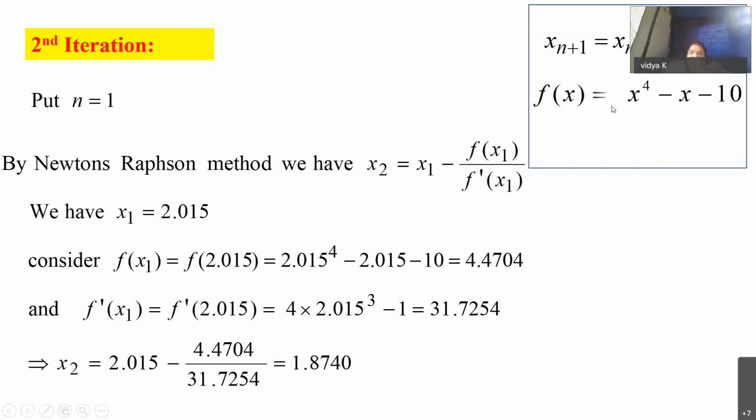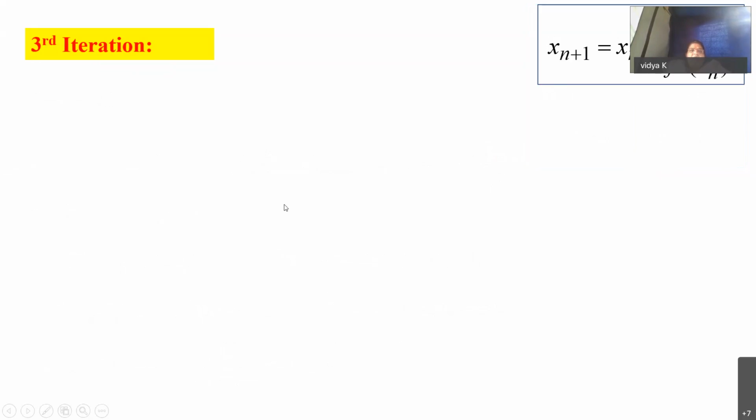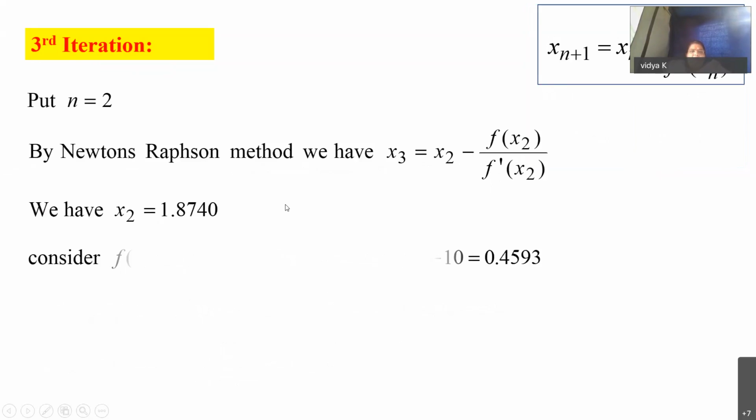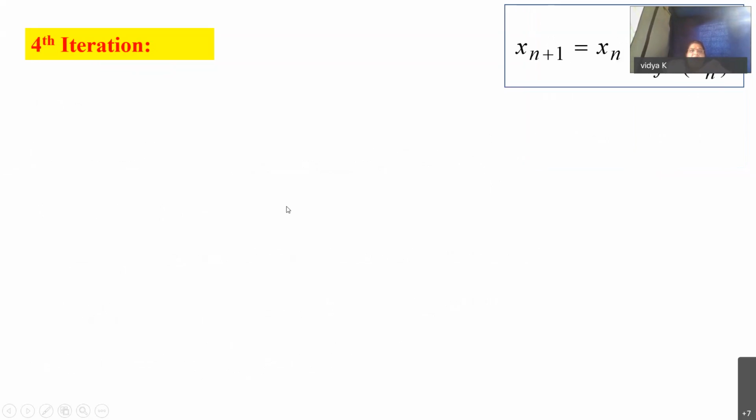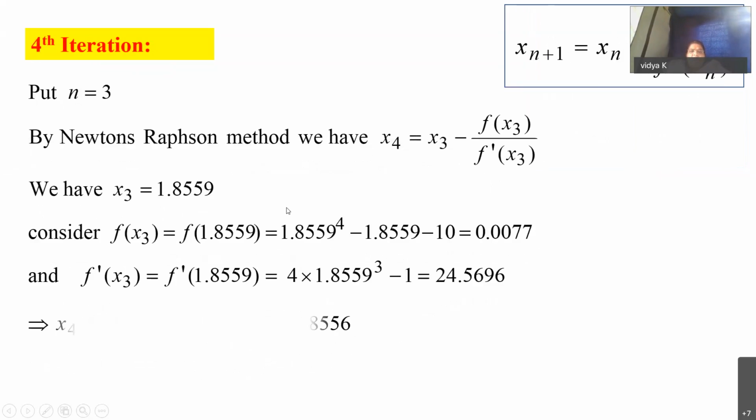Because f of x is this, I substituted x as x1, which is 2.015. The 2.015 to the power 4 minus this minus 10, you get this. And f dash of x is this, so 4 into x1, 2.015 whole cube minus 1, you get this. Substitute. So like that, you go on, repeat it, and you get the fourth iteration.